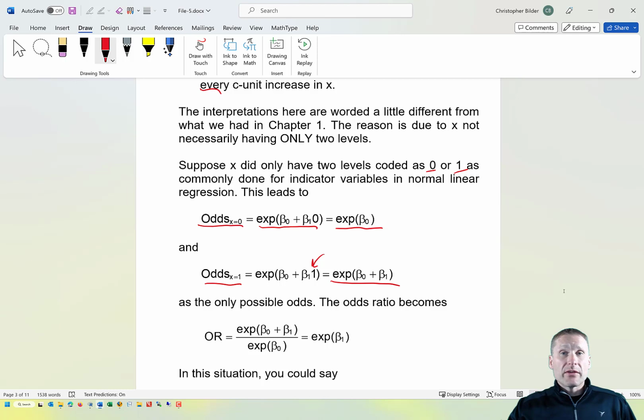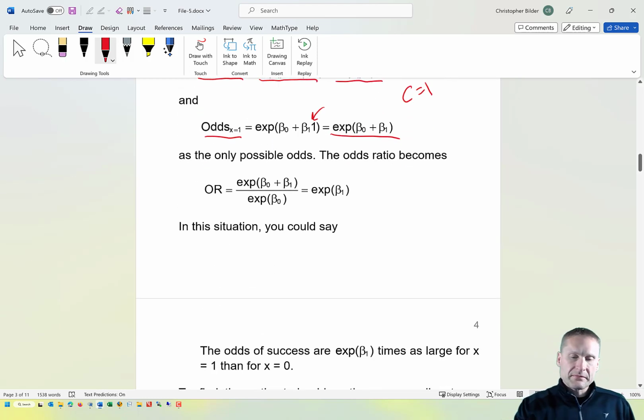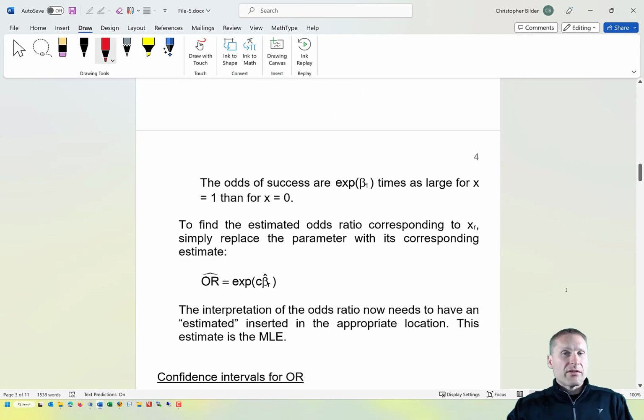So then what I can do is find a ratio of those two odds. And essentially the result ends up being exactly the same as if C was equal to 1. So here's my odds ratio. The beta zeros cancel out, and I'm left with the exponential function evaluated at beta 1 itself. In this particular setting, since I only have 2 levels for my explanatory variable, I can go back to the same interpretation that we saw previously in chapter 1: the odds of success are the exponential function evaluated at beta 1 times as large for X equal 1 than for X equal 0.